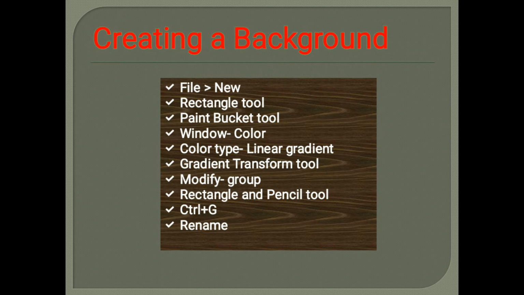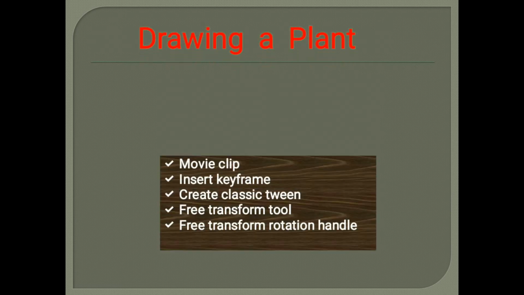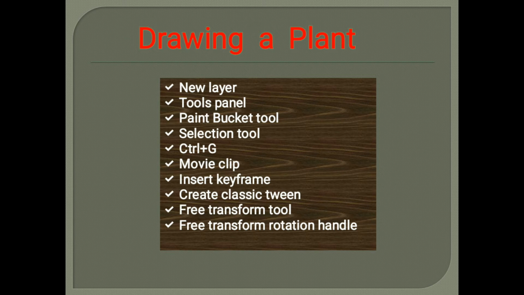Now, how to draw a plant. The user has to follow the given steps. First step, create a new layer and rename it as plant. Step 2, draw the plant using line, oval and various tools from the tools panel. Step 3, fill the color in different parts of the tree using the paint bucket tool.